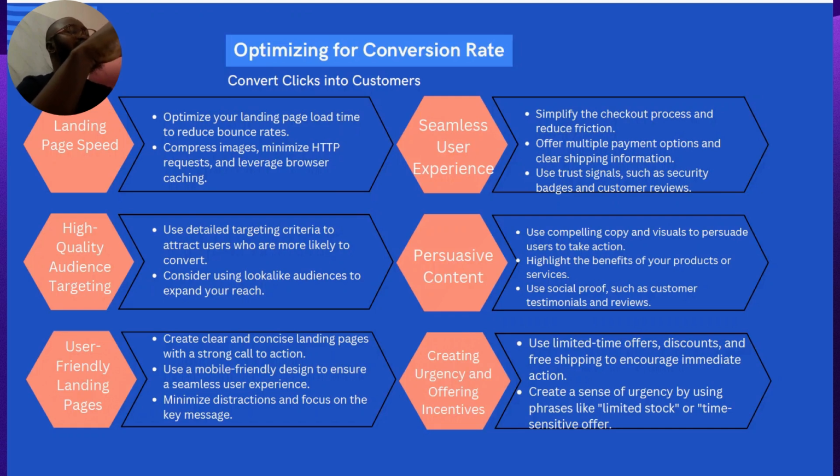And also, if it is a website, you need to compress your images to minimize your HTTP requests, and also leverage browser caching to make sure that your website or landing page is loading very fast and helping you to make the sales quick enough. So the next thing you want to focus on is high quality audience targeting. By using detailed targeting criteria to attract users who are more likely to convert, then you need to consider using lookalike audiences to expand your reach.